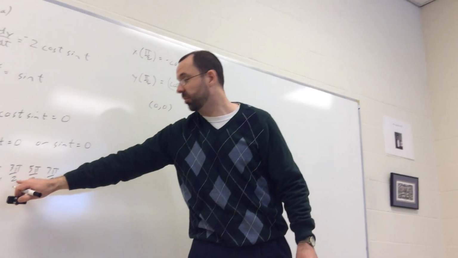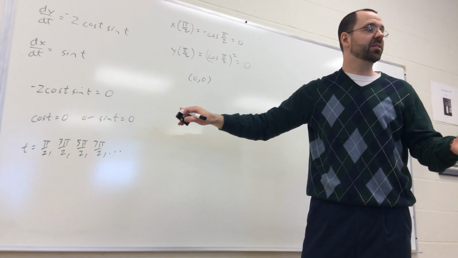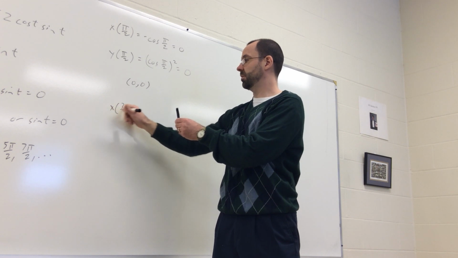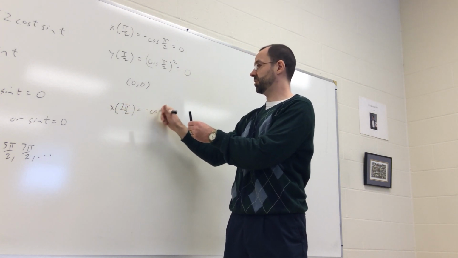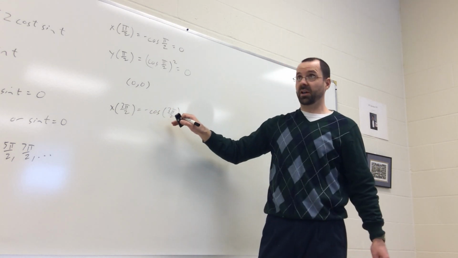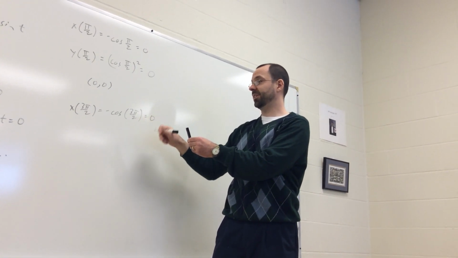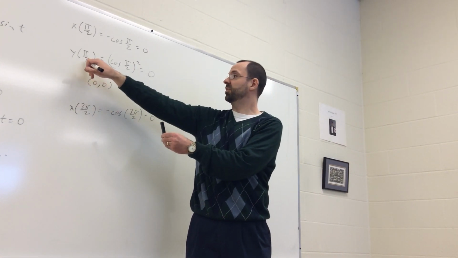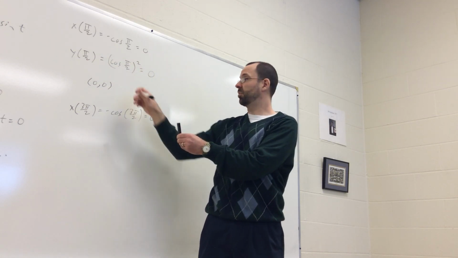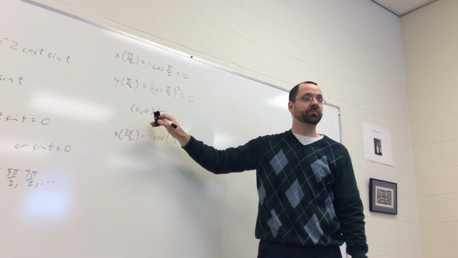Now let's see what happens with 3 pi over 2. Maybe there's a different point. So 3 pi over 2 plugged into the x equation is the negative cosine of 3 pi over 2. Cosine of 3 pi over 2 is also 0, so that's going to come out to 0. So it's not going to be a different point, because when you take y, that's still going to be 0 as well. So there's only one place where there's a horizontal tangent, at (0, 0).